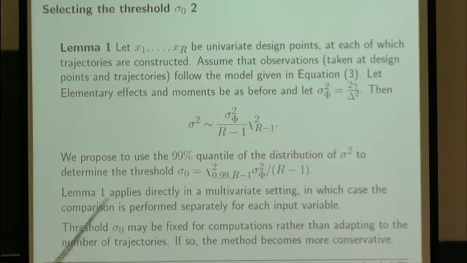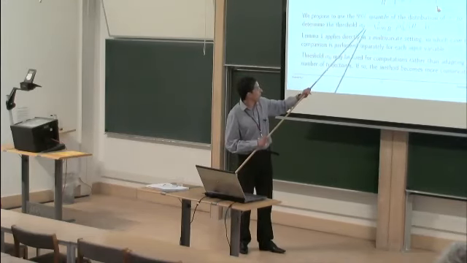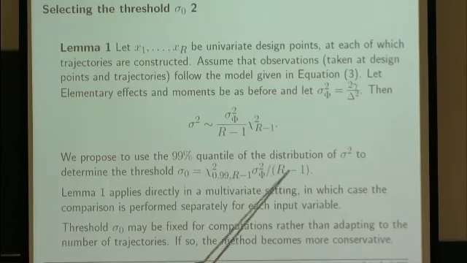And now what happens in a multivariate setting? Well, this lemma applies directly, and the computation is performed separately for each input variable. Then again, the threshold might be fixed for computations rather than adapting to the changing number of trajectories at each step. So if the threshold is kept fixed, the method becomes more conservative in that it is easier to suggest that a factor has a nonlinear effect.